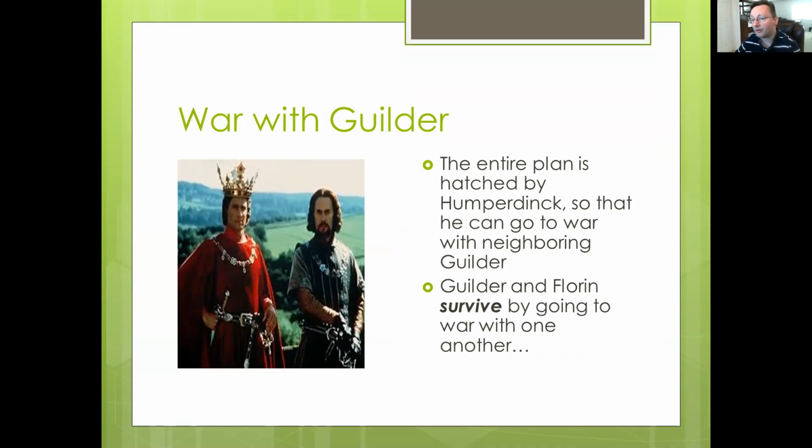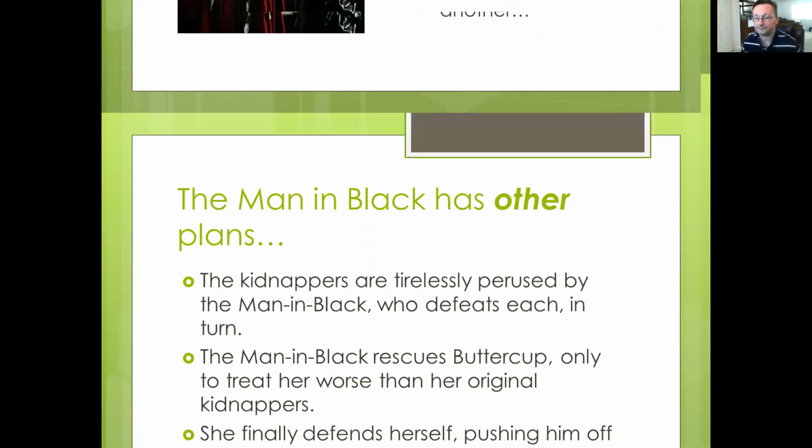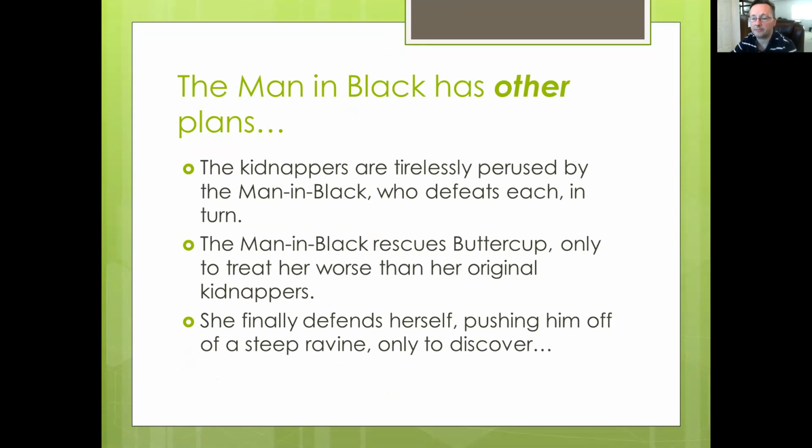And we know from the book that Gilder and Florin actually survive in a symbiotic relationship by going to war with one another for various reasons. So this is yet another reason to go to war with neighboring Gilder. But the man in black has other plans. He doesn't believe Buttercup's life should be forfeit, so he tirelessly pursues the three kidnappers, defeating each in turn.